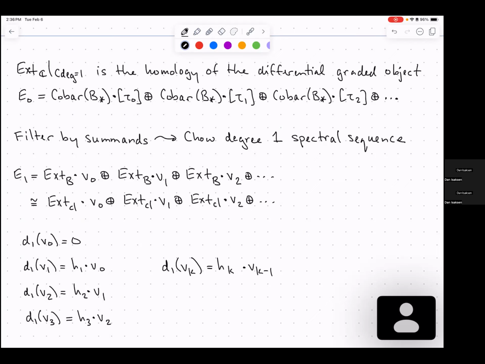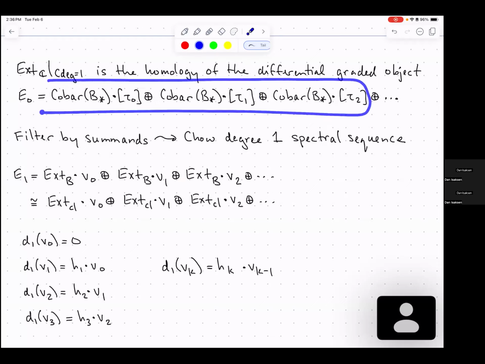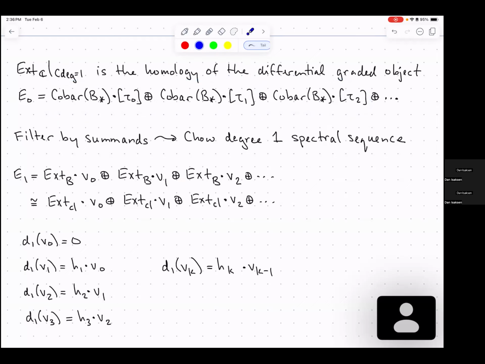What I mean, a little more precisely, is that this is the smallest piece of the filtration, and then this is the second piece of the filtration. Note that the coproduct on tau 1 involves a tau 0, so what I've drawn here is still closed. It's a differential graded subobject, still closed under the differential. The next piece involves these three terms, because the coproduct on tau 2 involves tau 0 and tau 1, so it's closed under the coproduct, and so forth. I'm taking differential graded subobjects by adding one summand at a time.